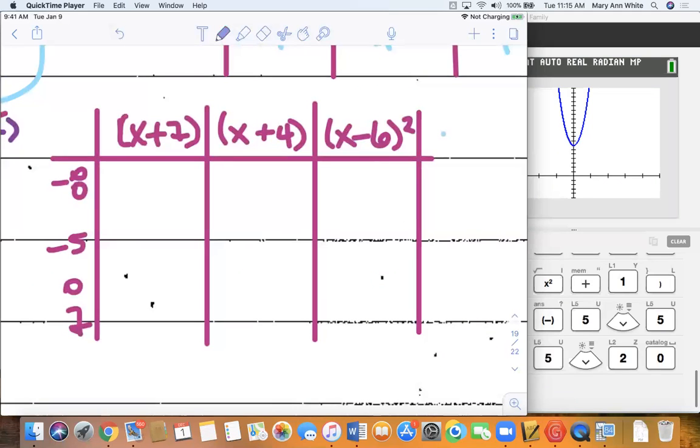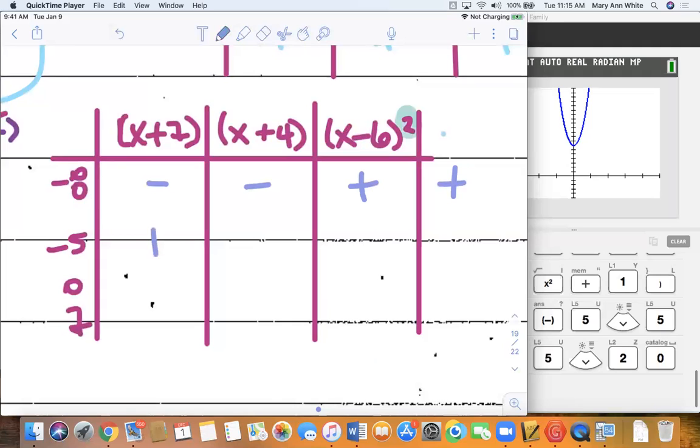I'm just plugging them in. And again, it doesn't matter what the number is. It just matters what the sign is. So -8 plus 7 is going to be negative. -8 plus 4 is negative. And then this is squared. So anything squared is going to be positive. Negative times a negative times a positive. Ooh, that makes positive.